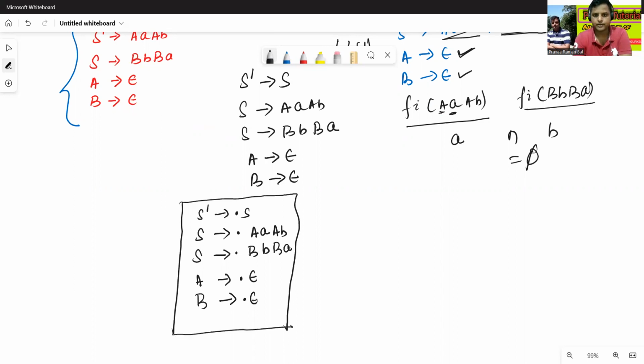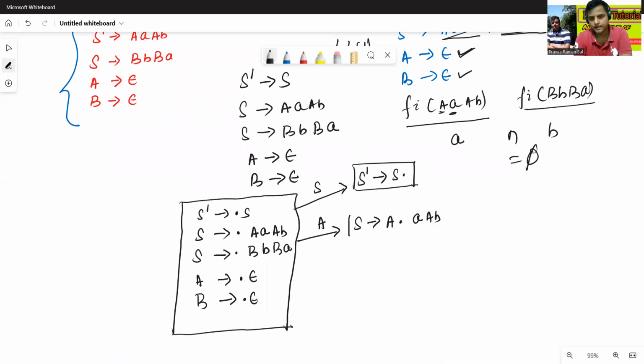Okay. So here it will scan S, so S' to S dot. And here it will scan A, means what? S to A dot A B. Here it will scan B, means S to B dot B B A.